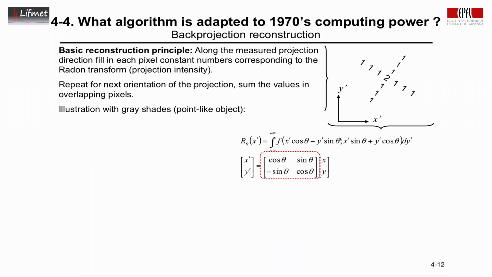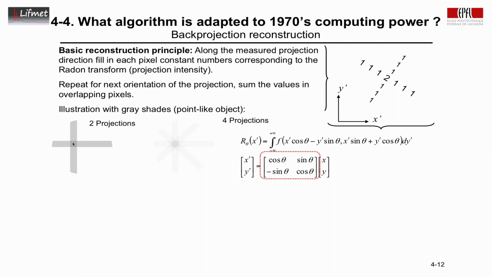Now, instead of going through the elaborate mathematical way of working out the maths here, I want to illustrate what's happening with gray shades for a point-like object. Let's look at 2 projections. We have 2 projections, so we have taken the computer, we filled in the numbers with this projection, we filled in numbers with this projection, the rest is 0, so here where we overlap we have added. So this gets a bit darker.